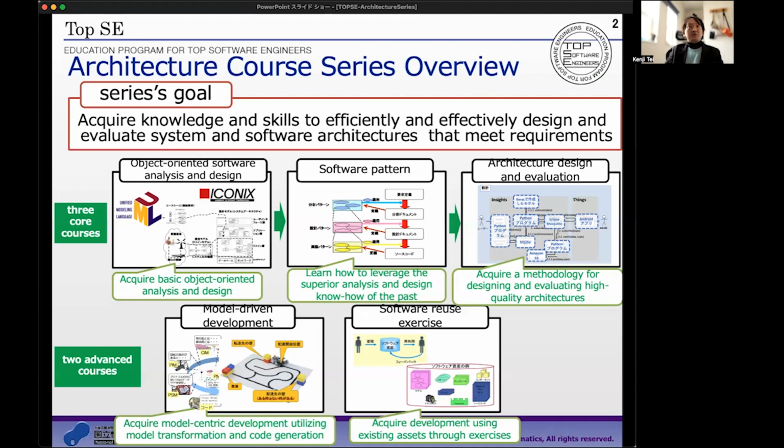Also, we have 2 more advanced courses related to architecture design. Model-driven development is to acquire model-centric development utilizing model transformation and code generation. And software reuse exercise is a course for acquiring development using existing assets, as well as exercises. So those 5 courses compose this architecture course series. From now, let me introduce the details of each course one by one.